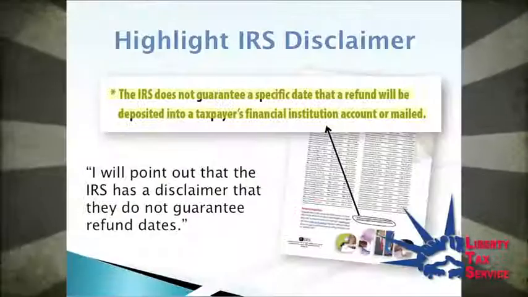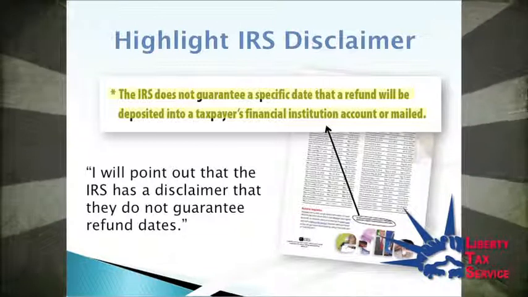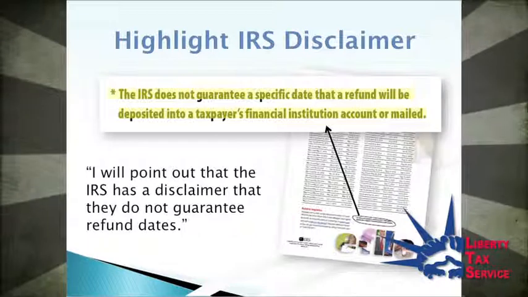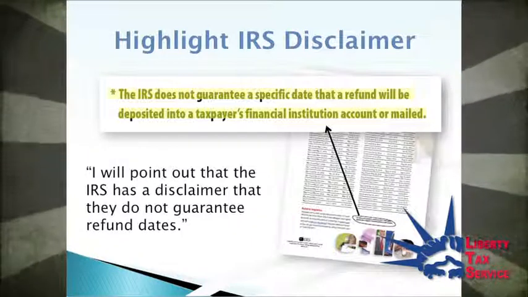So immediately after showing them when they're going to get their tax refund, what I'm going to do is actually highlight the disclaimer in the bottom right-hand corner. I'm going to highlight this and say, you know what? While I'm showing you the dates that the IRS expects to release them, I'll also note that the IRS does not guarantee these dates. And it's important to use the term IRS a lot because you want to put the onus responsibility on the IRS of that's why the tax return is being late, not that it's on you.